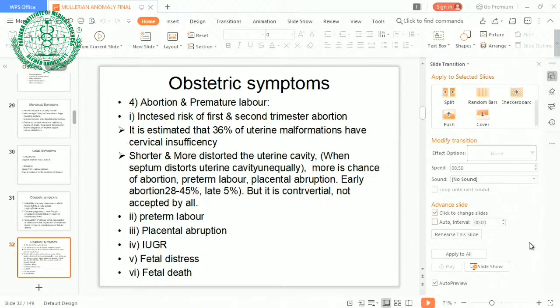Early abortions are more common, that is 20 to 45% of the patients. Late is in 5% of the patients, but it is controversial, not accepted by all. There may be preterm labor, placental abruption, IUGR, fetal distress, fetal death.